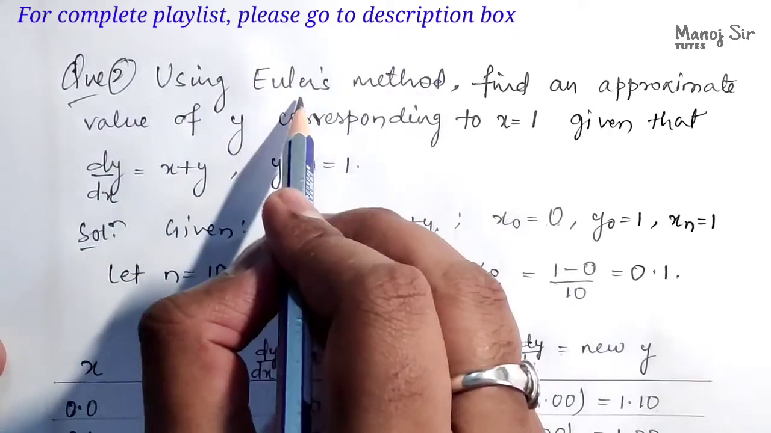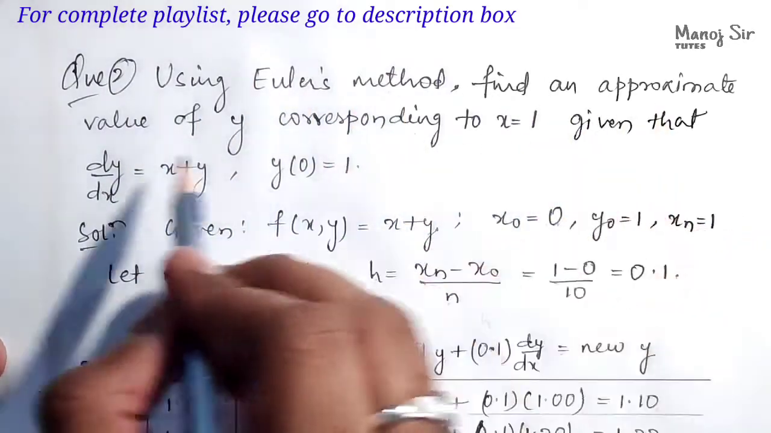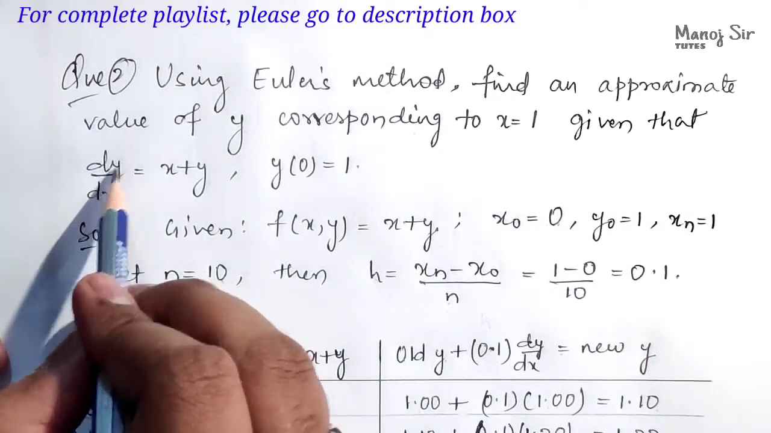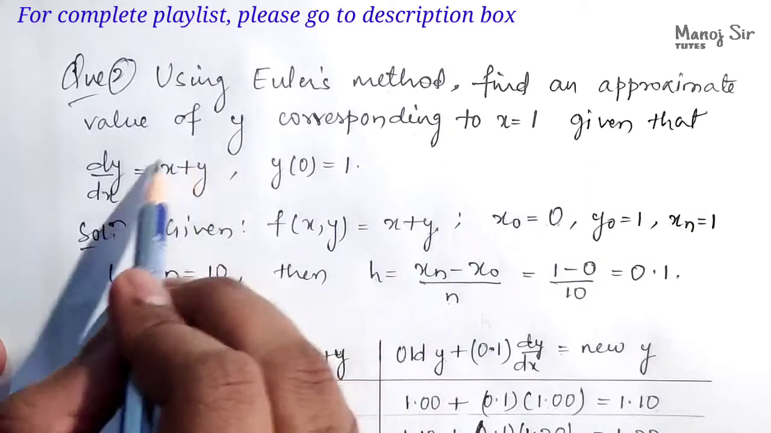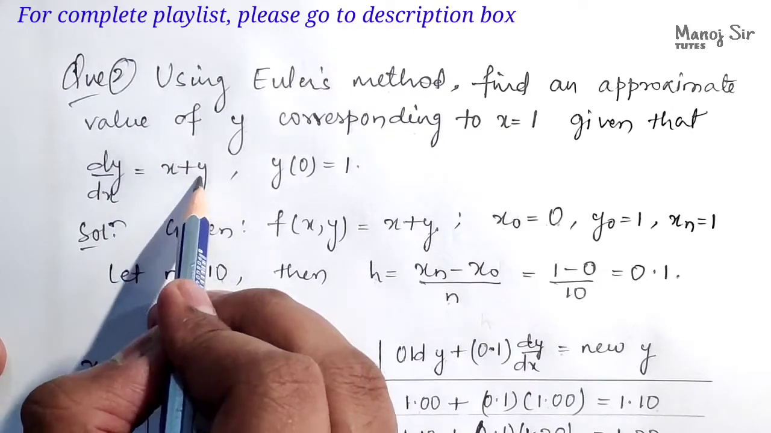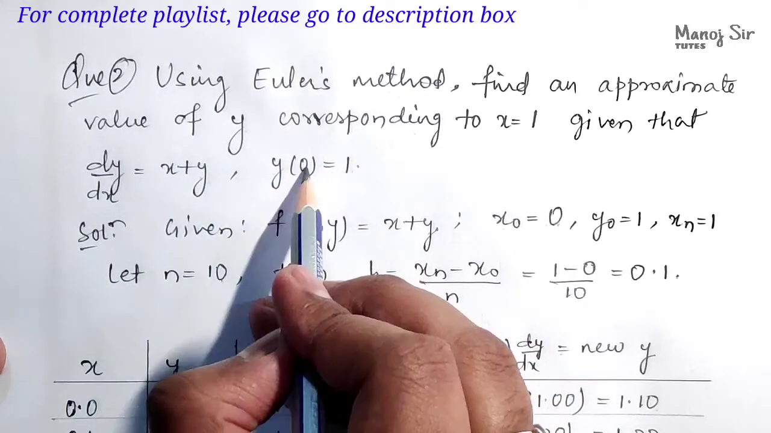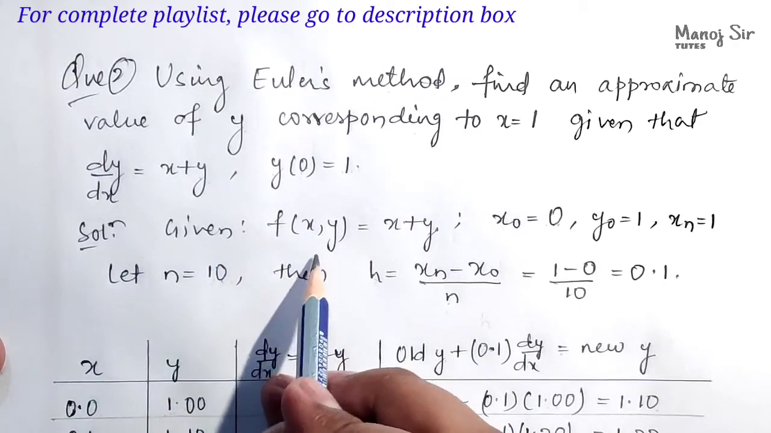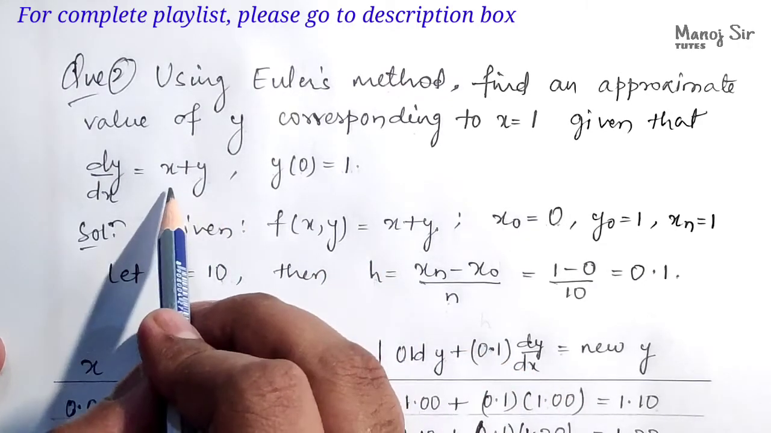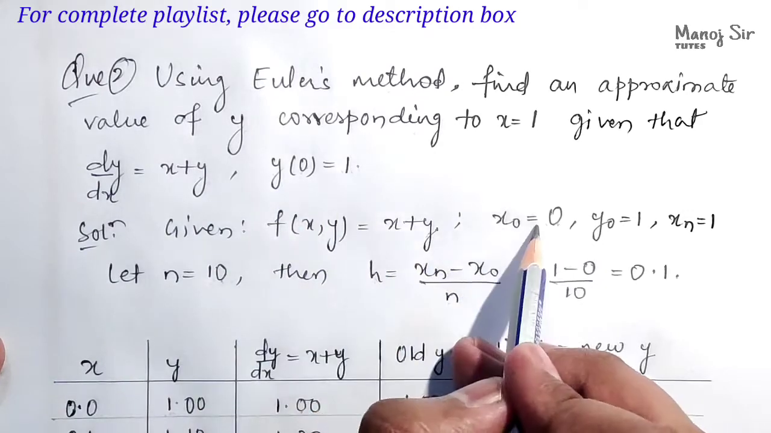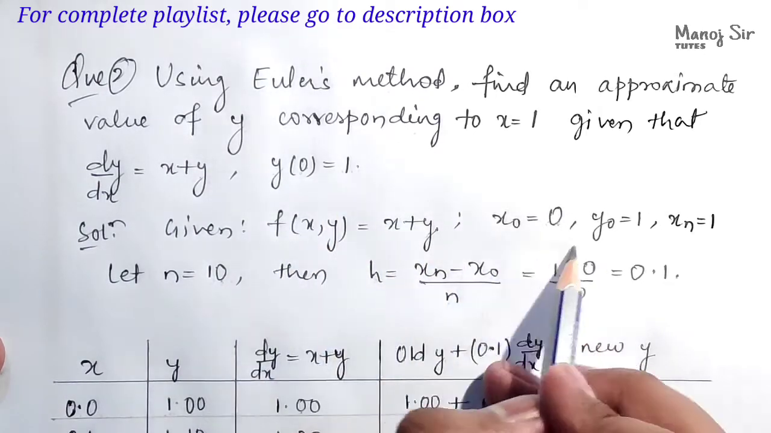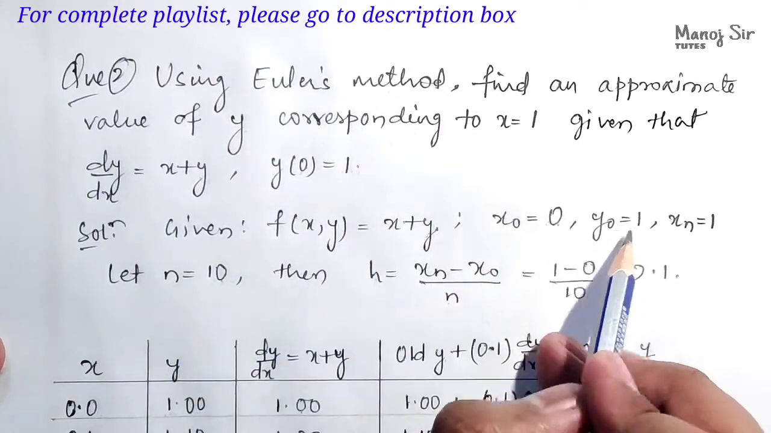Using Euler's method, find an approximate value of y corresponding to x equals 1, given that dy upon dx equals x plus y. This is my function f of x comma y, that is x plus y, and the initial condition is given, that is 0, y equals 1. So what is given in the problem? f of x comma y, that is x plus y. What is x naught? That is the initial value of x, that is 0. What is y naught? That is the initial value of y, that is 1.